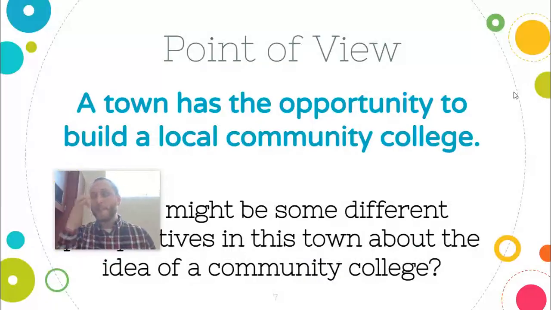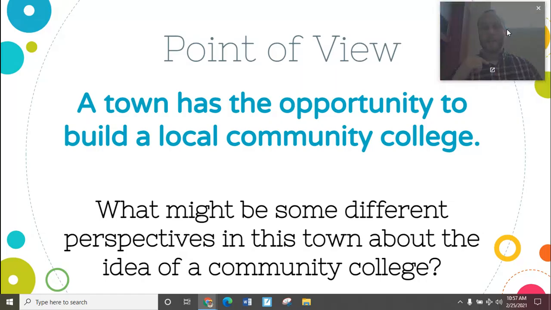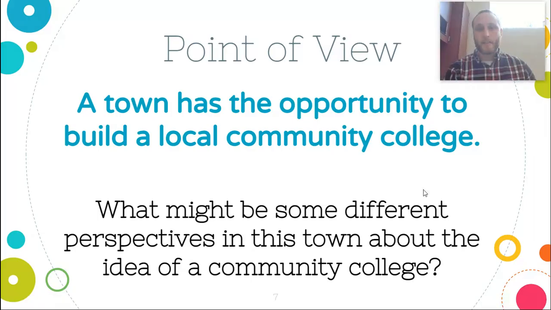So let's use this as an example, okay? When we're talking about point of view and perspective, let's use an example of a town, right? A town has the opportunity to build a local community college. That's our situation here, right? So what might be some different perspectives of people in the town about a community college? If a community college might be developed in your town, what might your perspective be, or what might perspectives of others be, okay? So let's take a look at this little chart here.